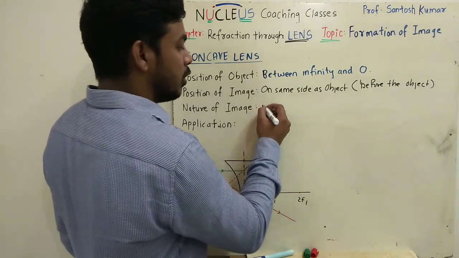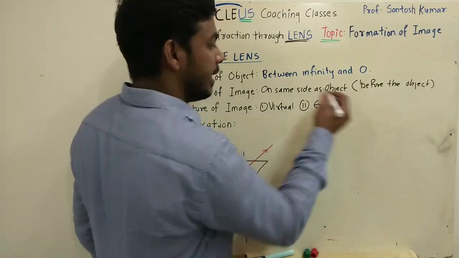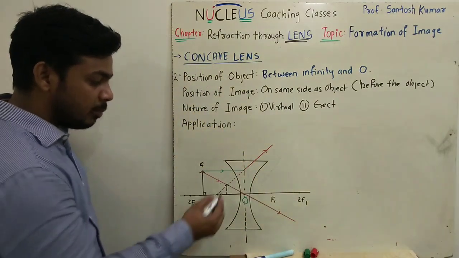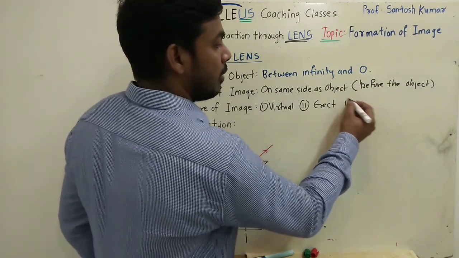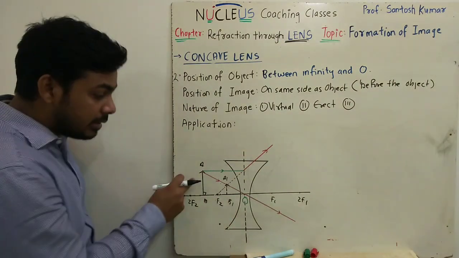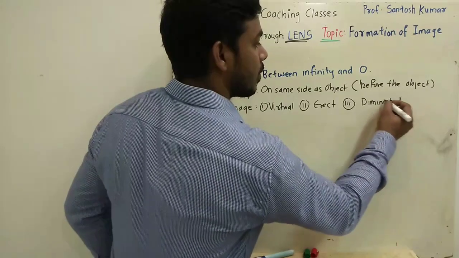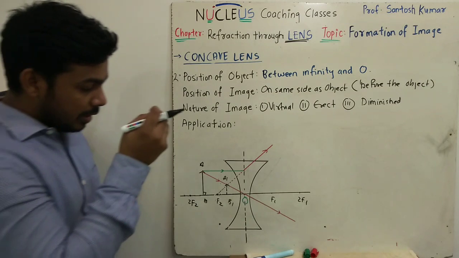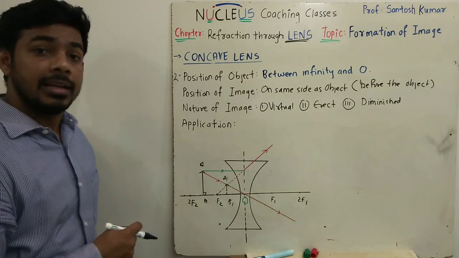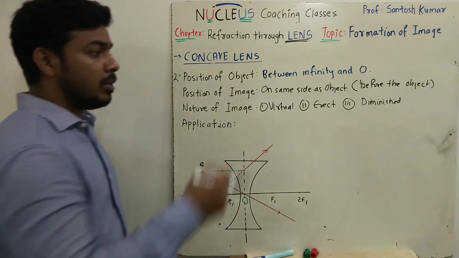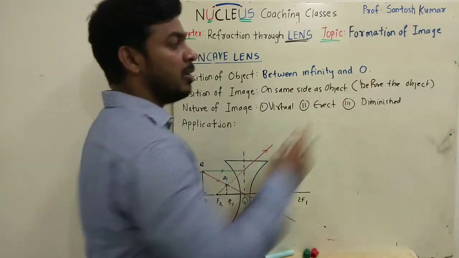If I talk about the nature of the image, then definitely the image will be virtual. Virtual image is always erect. You can see from the figure that the arrowhead is upward, and for image A1B1 the arrowhead is also upward. And if I talk about the size of the image, it is smaller than the size of the object, so it is diminished. So any object kept between infinity and O of a concave lens will always form a virtual, erect and diminished image, on the same side as the object but before the object.